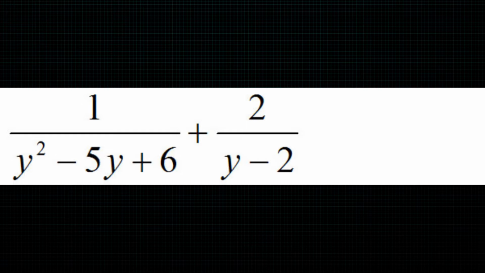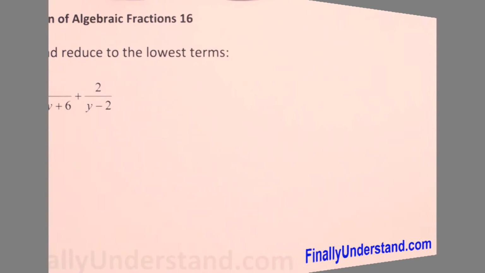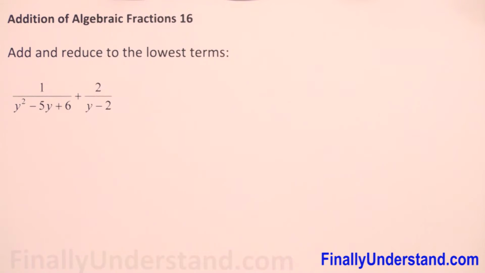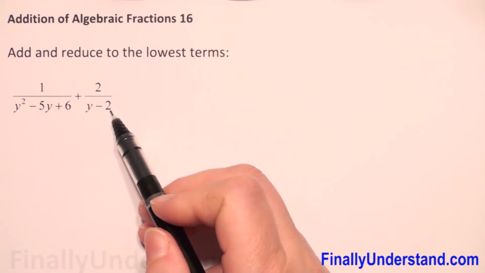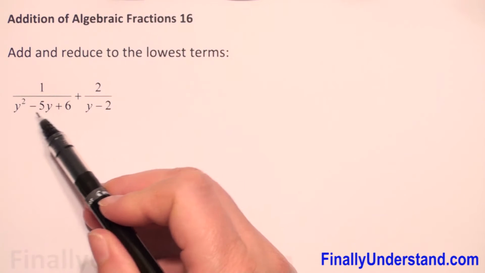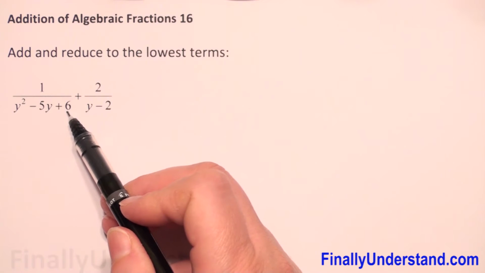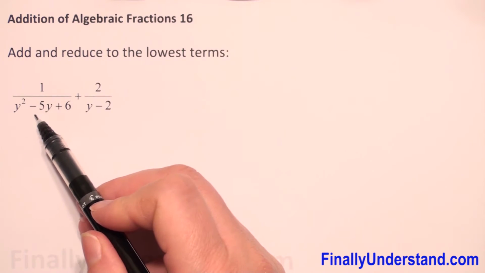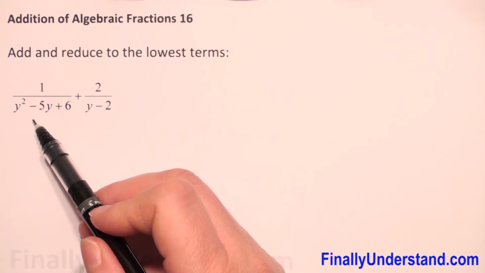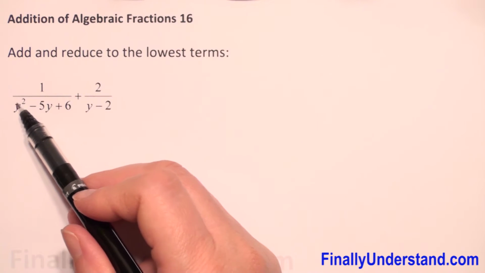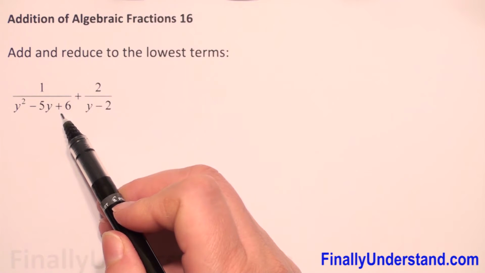We have to add algebraic fractions. To add algebraic fractions, we need to have the same denominator. So first, let's check what we have here. We have y minus 2, and in the first denominator, we have y squared minus 5y plus 6. This is a general quadratic trinomial, so first we have to check if we can factorize our denominator.